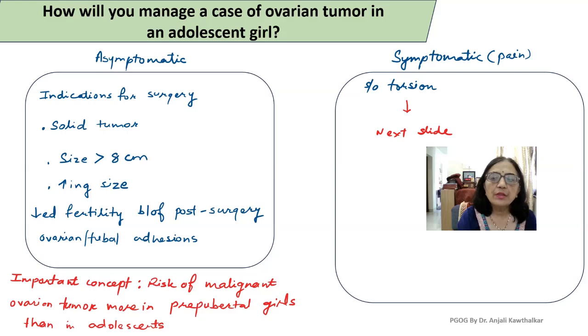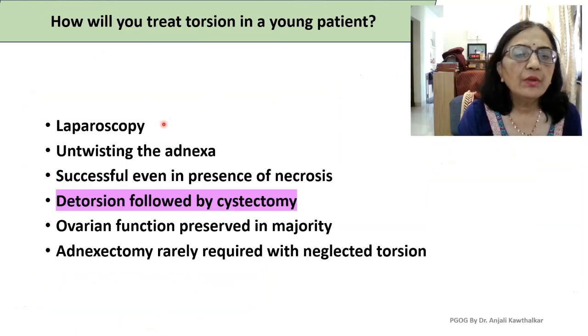If there is a torsion, then laparoscopy can be done and untwisting of the adnexa is done. It is successful even in the presence of necrosis. Detorsion is followed by cystectomy. Ovarian function is preserved in the majority because the ovarian blood supply is through the infundibulopelvic ligament, and after detorsion the blood supply is re-established in the majority. Adnexectomy is rarely required, in neglected torsion where there is superimposed gross necrosis and infection.